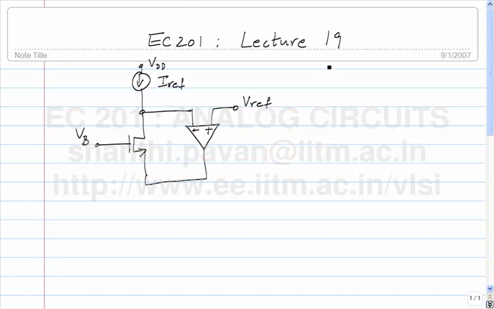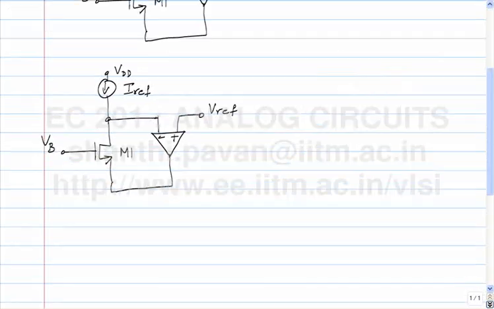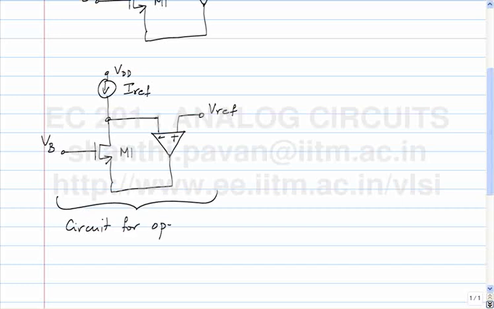In this way, if we choose Vref to be greater than or equal to Vb minus Vt, this ensures that the transistor M1 is operating in saturation, and the drain current of the transistor is Iref. So this is the circuit for the operating point.